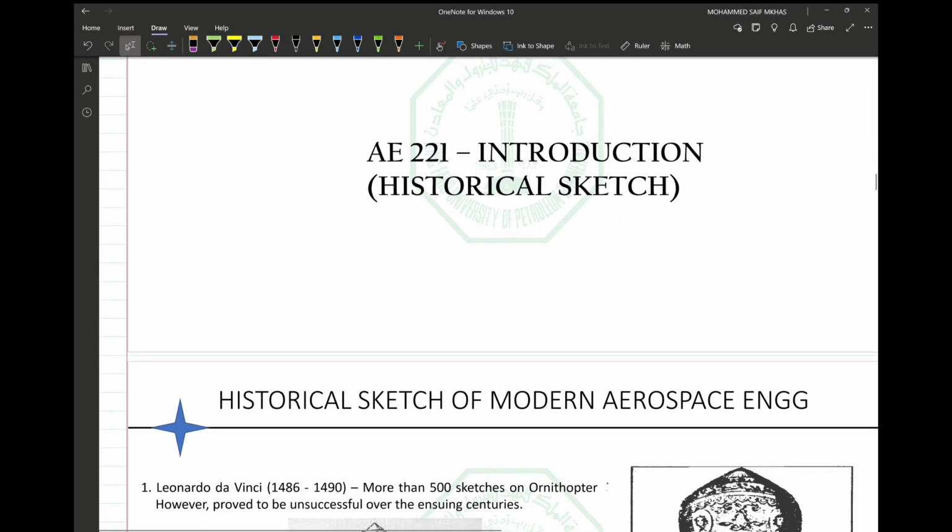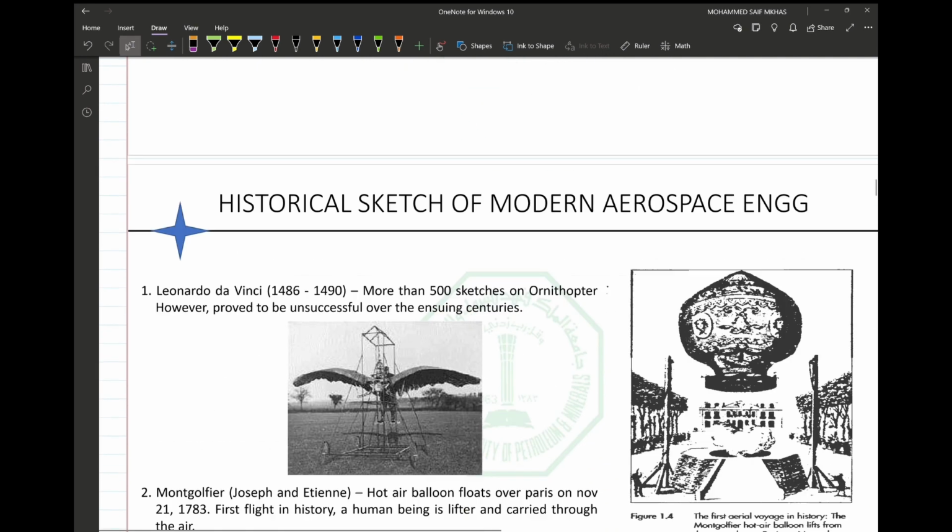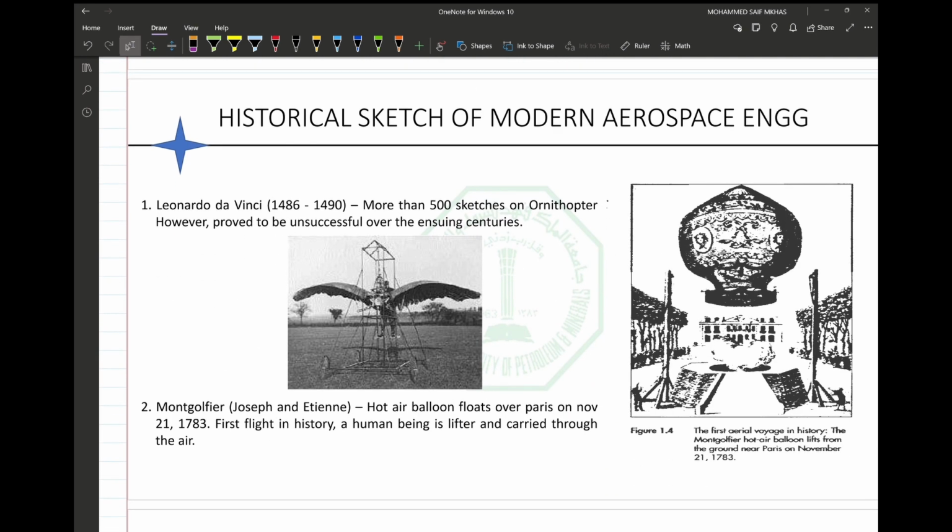So let's start with the history of aerospace. First we can start with Leonardo da Vinci himself. As we all know, he was an innovator. He made some inventions; he failed in some and was successful in others, but he wasn't lucky with anything regarding flight. Some say that he broke some bones and ribs while trying to achieve flight.